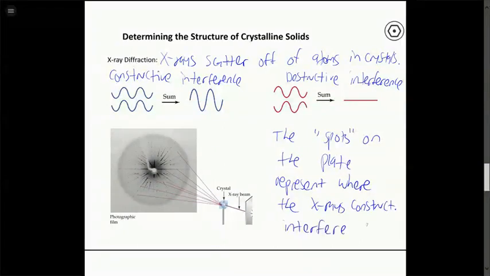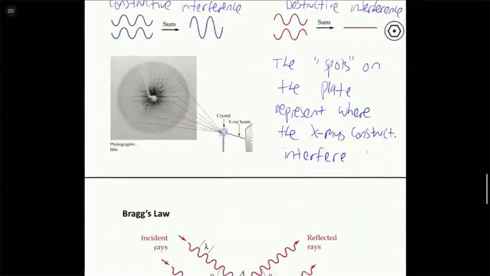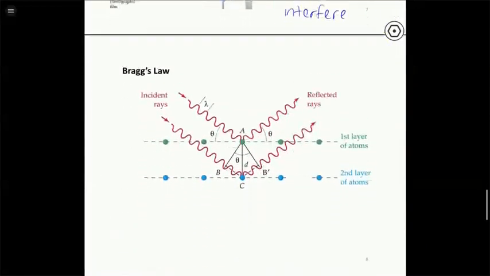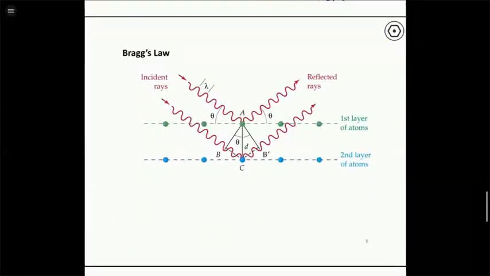Okay, so when we have constructive interference, we detect X-ray signal on the spot, and we then measure the angles of these spots relative to the crystal itself, and that's going to give us information about the structure. Now, where exactly that comes from is what's called Bragg's law. And like I said, I don't expect to have any real detailed problems about this, but it is helpful to understand how we get this information.